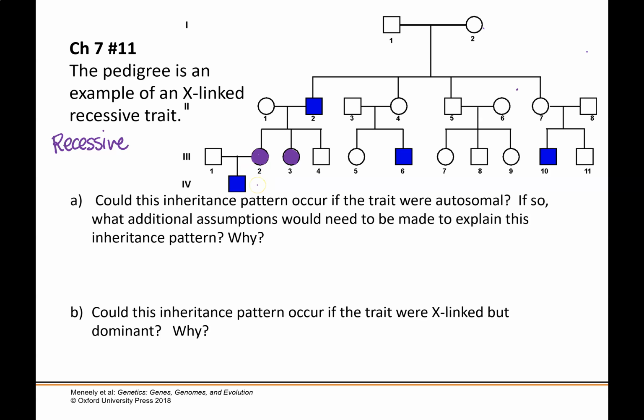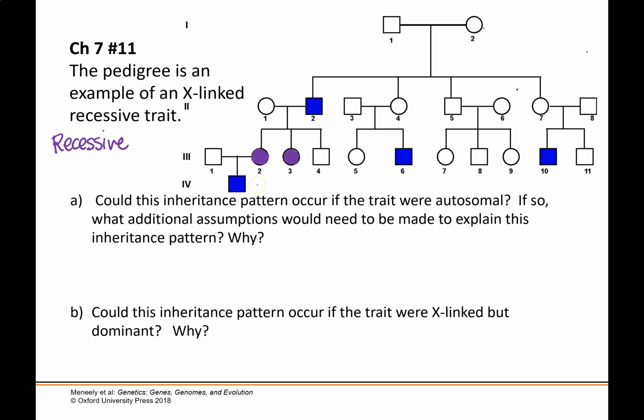So that means that from this couple, she is probably also the carrier. She has gotten this allele from someone. So let's look at part C.